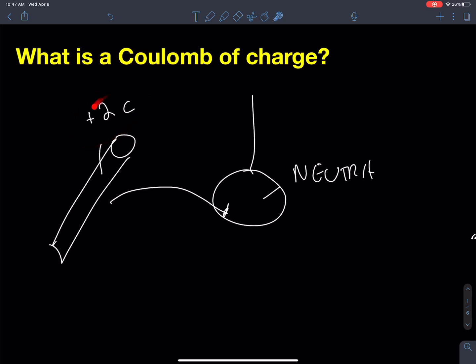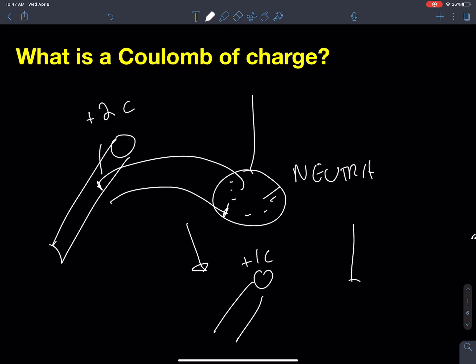All this charge on that glass rod is repelling. It doesn't want to be next to each other, okay? So once that charged rod touches the pith ball, the electrons in the pith ball are going to move to that rod, and the result is that the rod is going to have +1 coulombs, and the pith ball is going to have +1 coulombs.